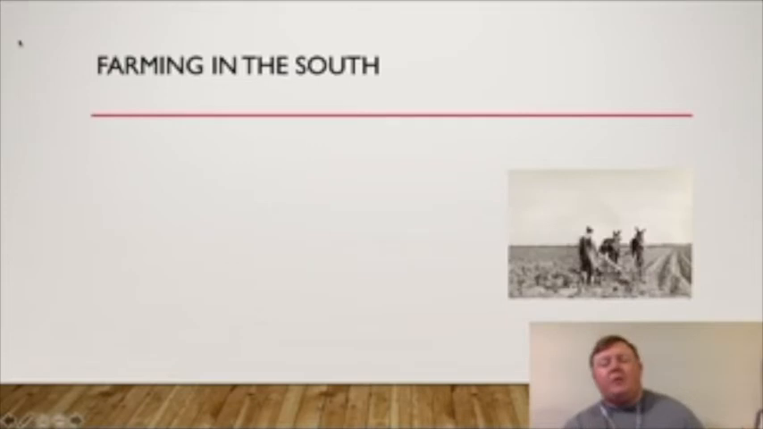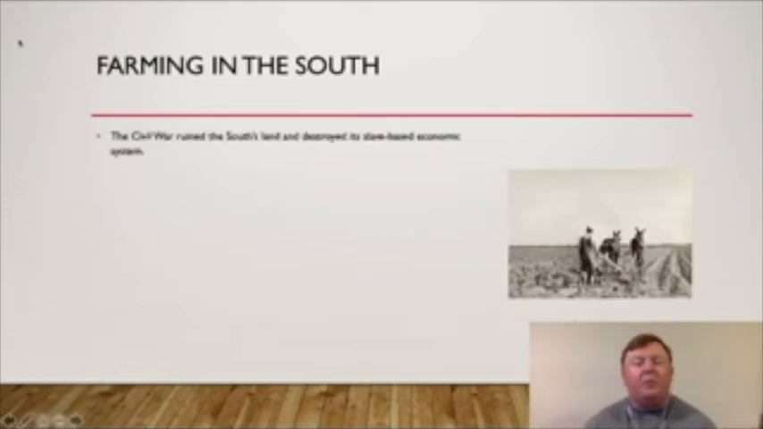Now, one thing we have to look at as well is the farming in the South. So the Civil War ruined the South's land and destroyed its slave-based economic system. Because a lot of the fighting from the Civil War happened in the South, the land was kind of torn up, especially in Georgia with Sherman's March to the Sea. And of course, their farming system was based on slave labor. So with no more slaves, the South had to figure out a new way to farm.